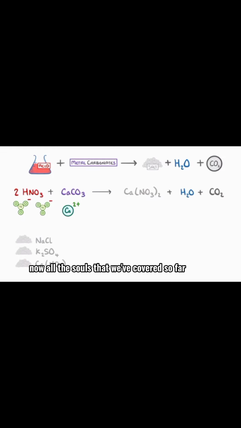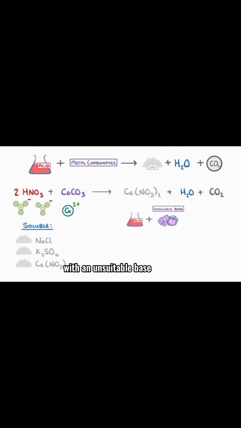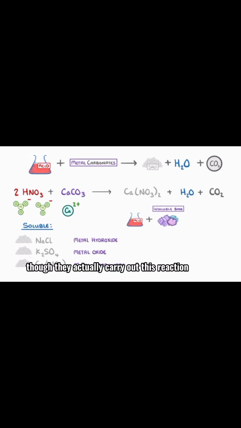Now, all of the salts that we've covered so far have been soluble in water, meaning they dissolve. So if we want to make a soluble salt, all we need to do is react an acid with an insoluble base, like a metal oxide, hydroxide, or carbonate. In practice though, to actually carry out this reaction, there are a few different steps that you need to know.